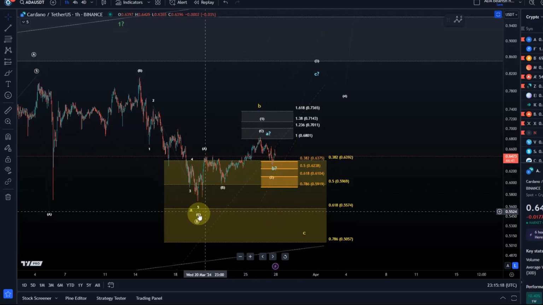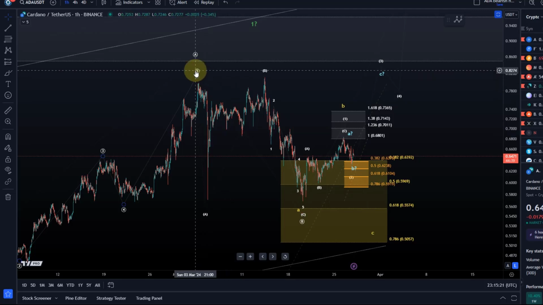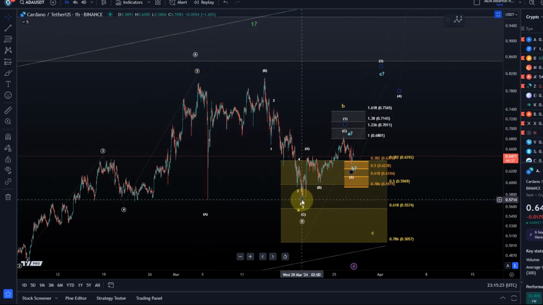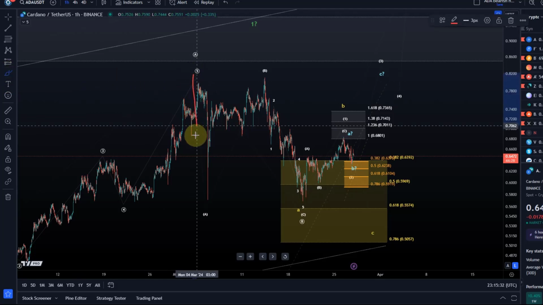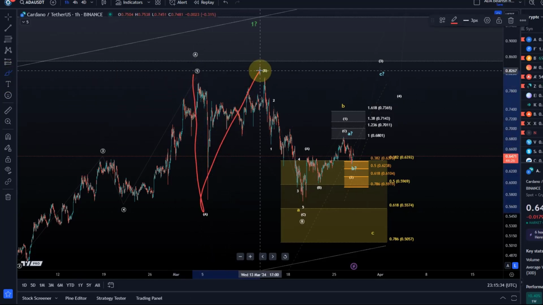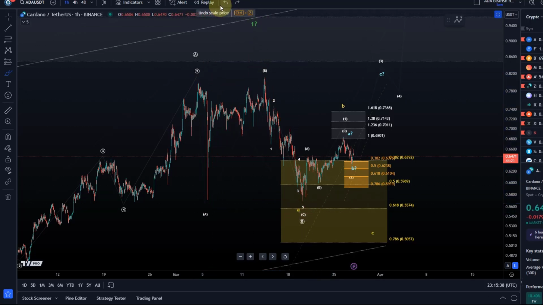So obviously the idea is that we move down here in this B wave pullback into the yellow support zone. And I count this move down as an ABC structure. So A wave, high B wave, C wave down. It's a 3-wave move. Surely there will be other interpretations that are valid here. It is an extremely messy and difficult chart to track at the moment. But still, it's been respecting the relevant parameters.